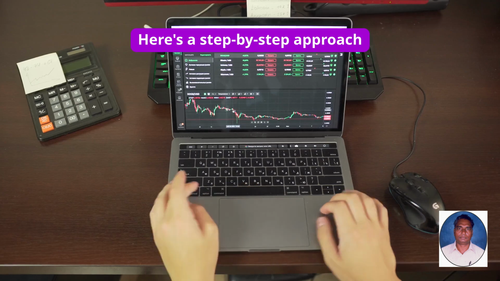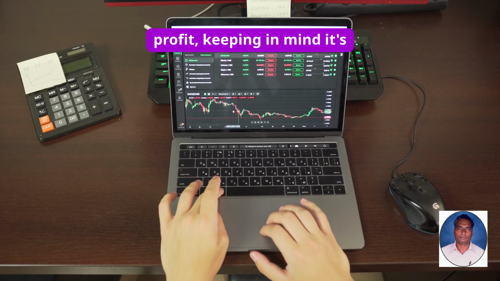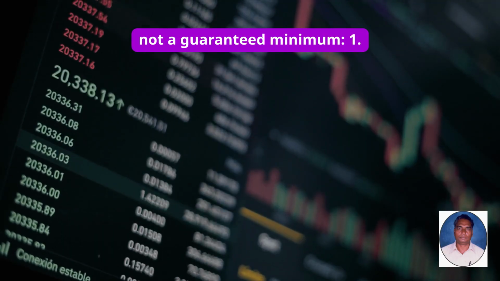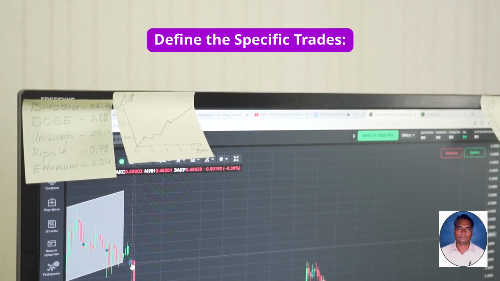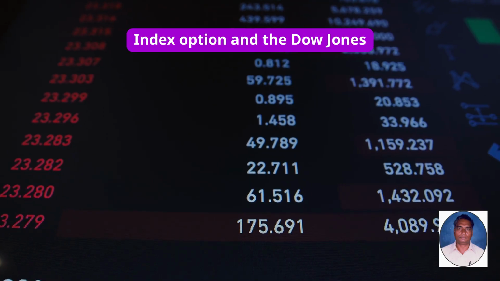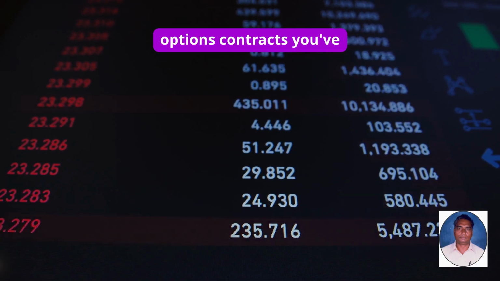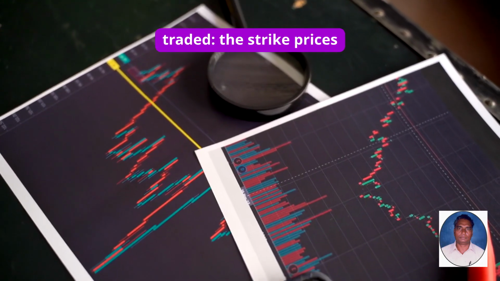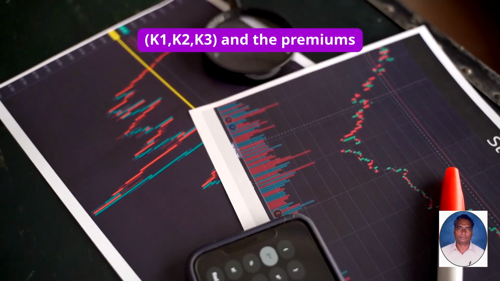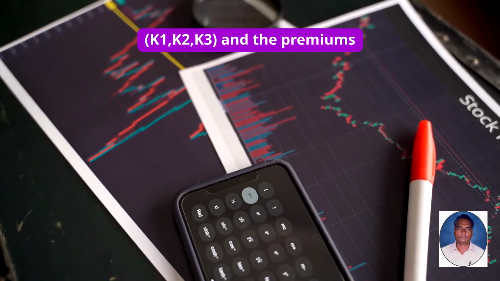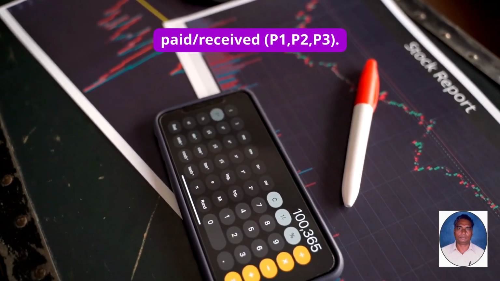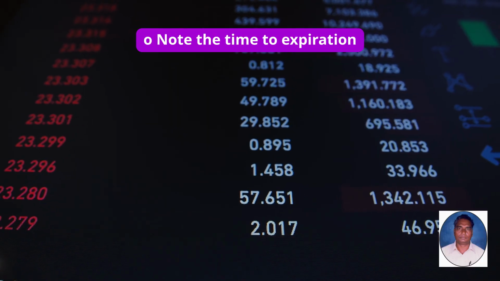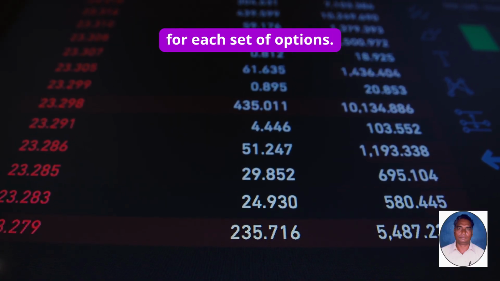Here's a step-by-step approach to estimate potential daily profit, keeping in mind it's not a guaranteed minimum. 1. Define the specific trades. For the Nasdaq Crypto Index option and the Dow Jones option, specify the exact option contracts you've traded, the strike prices, K1, K2, K3, and the premiums paid and received, P1, P2, P3. Note the time to expiration for each set of options.